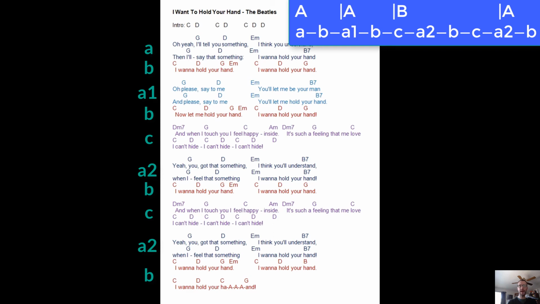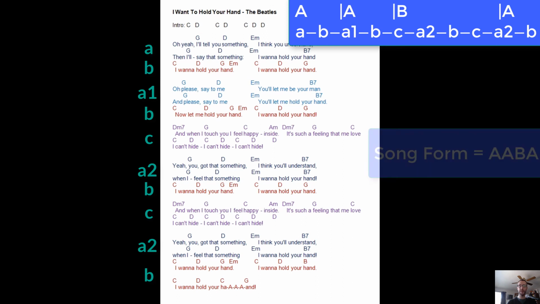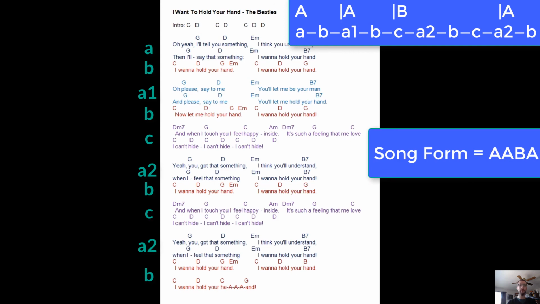This A-A-B-A form is really common in pop songs, going back as far as the 1860s with German art songs, and then growing in popular pieces by composers like Stephen Foster, and later in Tin Pan Alley. It's so common in these songs that it's usually referred to as song form.